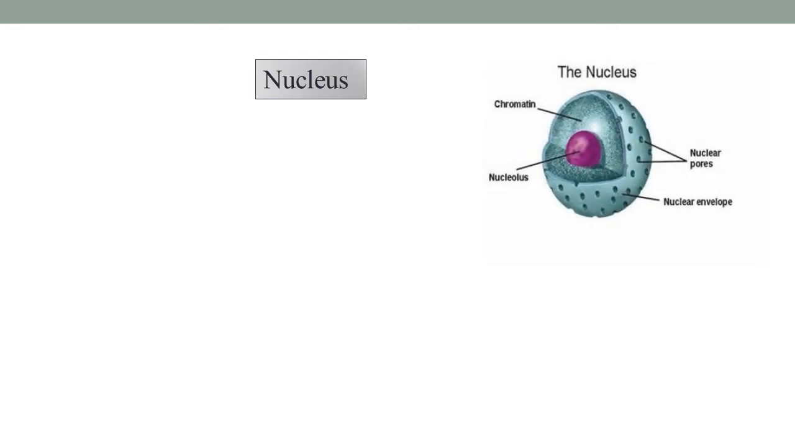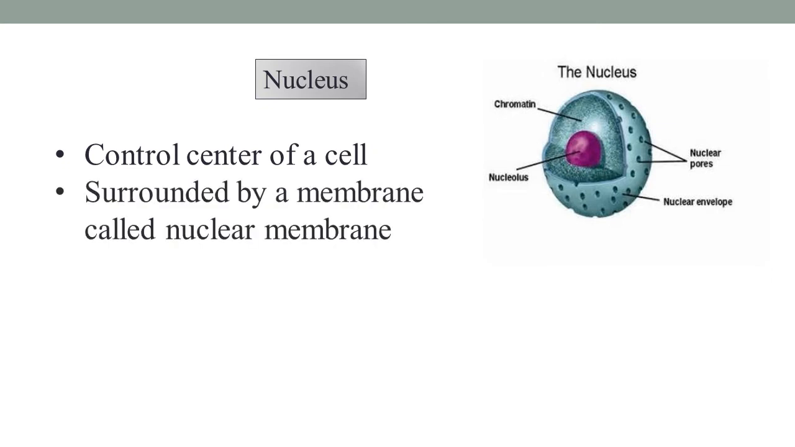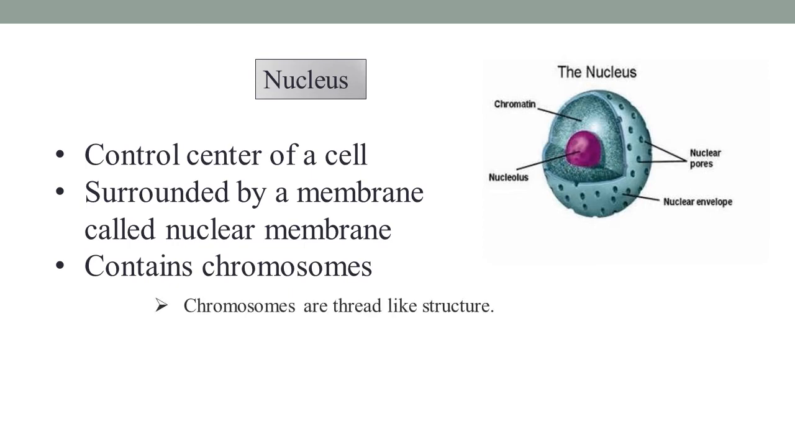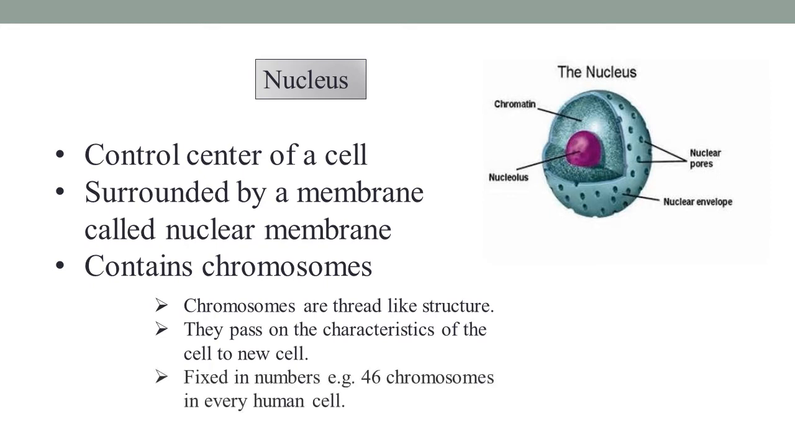Well, nucleus is the most important part of a cell. It is known as the control center of a cell because it controls all the activities inside a cell. It is surrounded by a thin membrane that is called nuclear membrane. It contains chromosomes. Chromosomes are thread-like structures. Their function is to pass on the characteristics of a cell to the new cell. The number of chromosomes are always fixed in every cell. For example, every human cell contains 46 chromosomes.